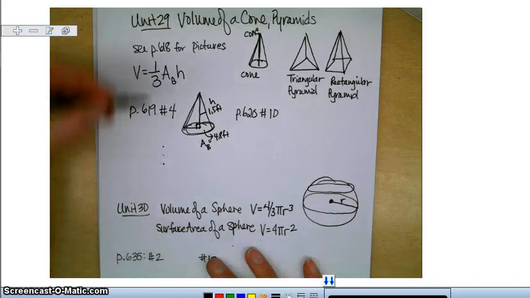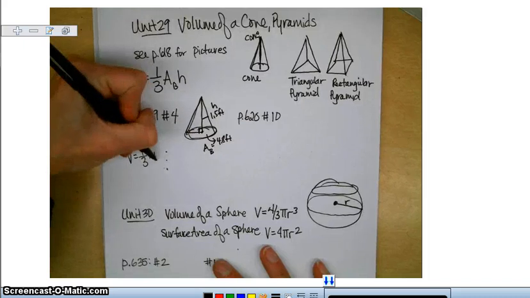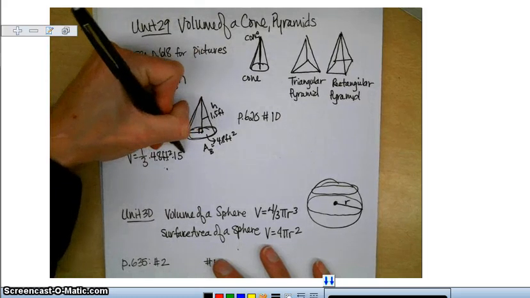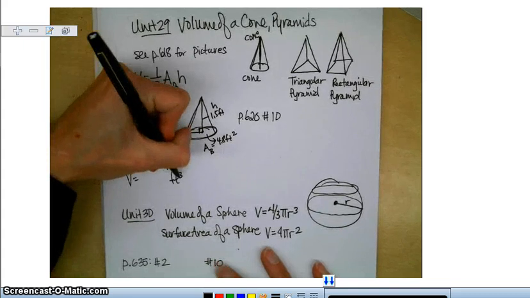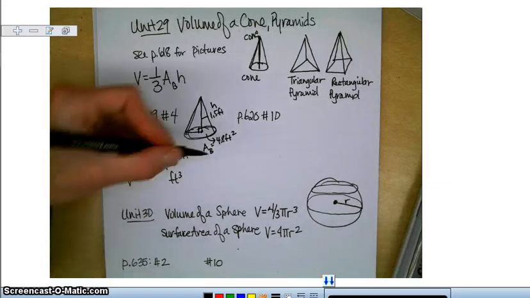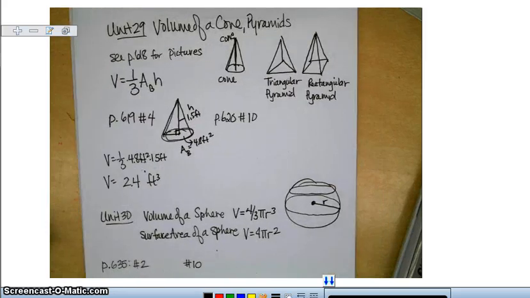So the volume is going to be 1/3 times the area of the base, which is 4.8 feet squared, that should have been feet squared, times the height, which is 1.5 feet. So when I multiply these, the volume is going to be feet cubed. So I'm just going to take 4.8 divided by 3, multiplying by 1/3 is the same as dividing by 3, times 1.5, and that's going to give me 2.4 feet cubed. And then I need to change that into gallons.